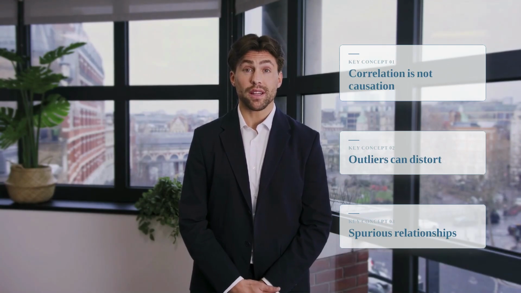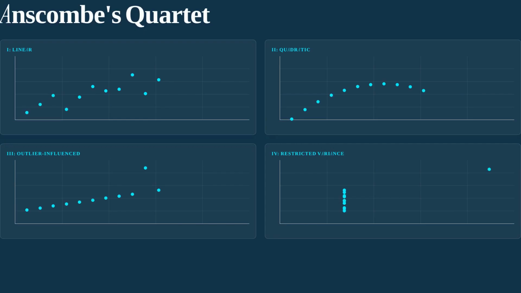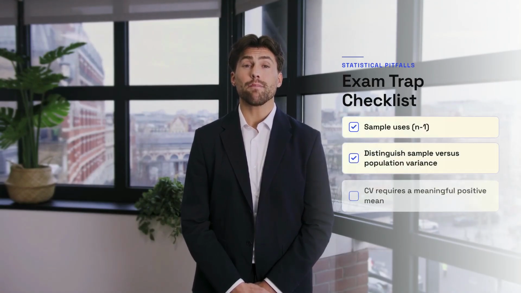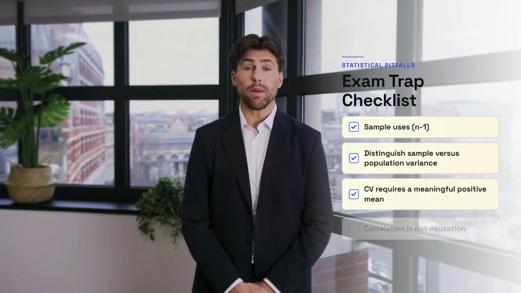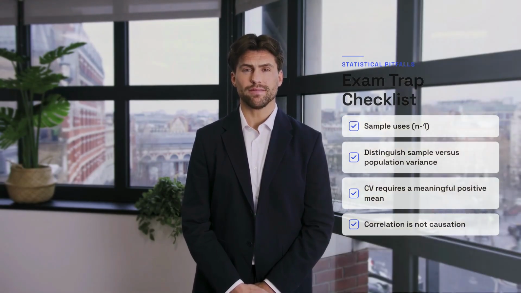Outliers can distort it, and spurious relationships can appear through chance or a third variable. Anscombe's quartet makes the warning memorable. 4 data sets can share the same means, standard deviations, and correlation while looking completely different. Exam tip: distinguish sample variance from population variance. Use n-1 for a sample. Remember that CV needs a meaningful positive mean, and never confuse correlation with causation.